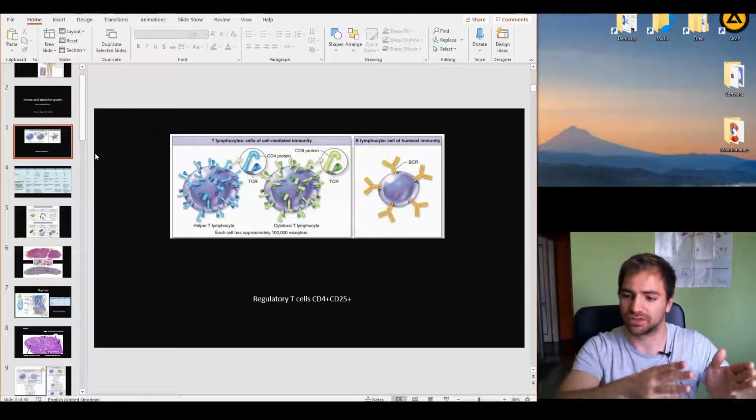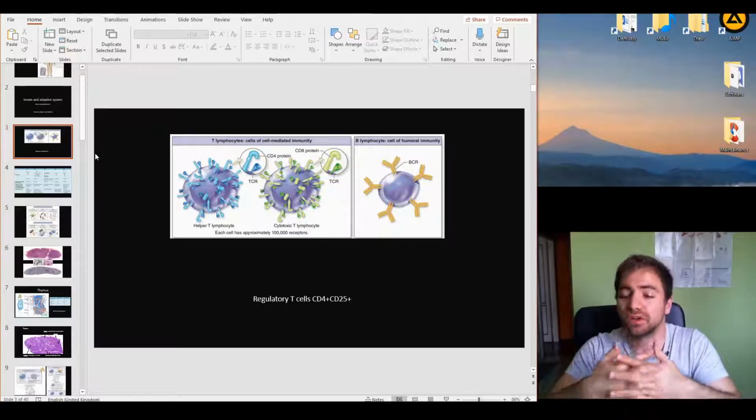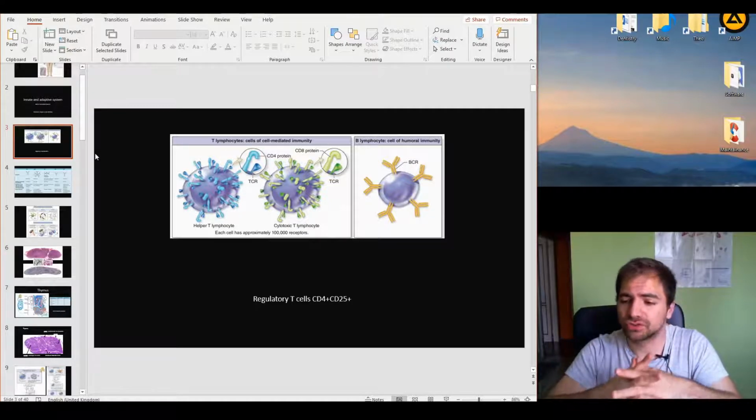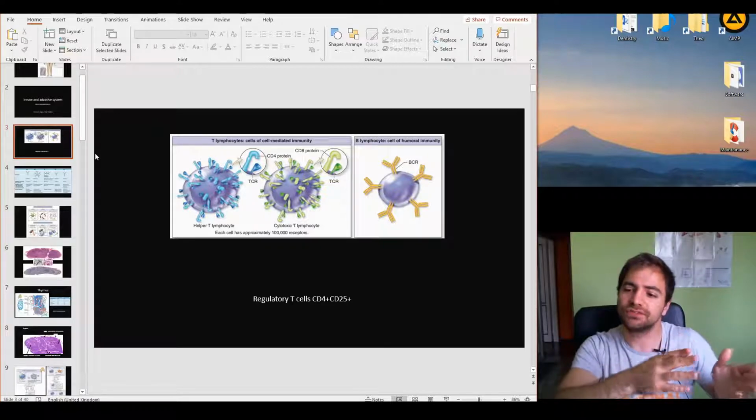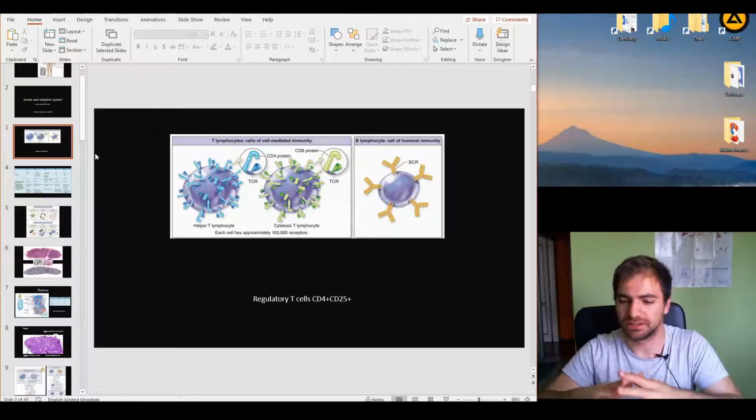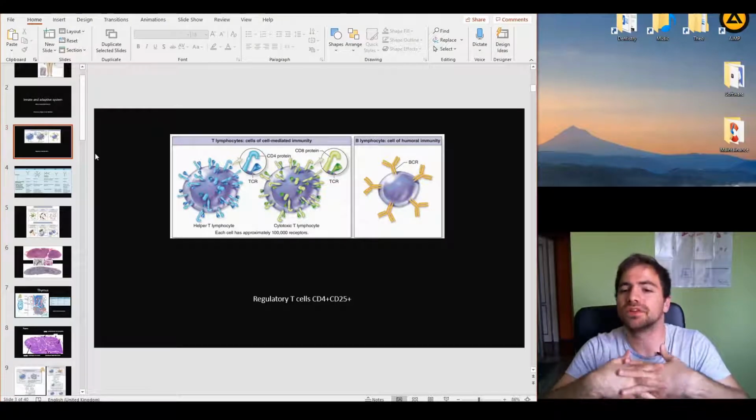This is again cluster of differentiation number 8. And also we have the regulatory T cells. These are CD4 and CD25 positive cells. Now what are the functions of these cells?